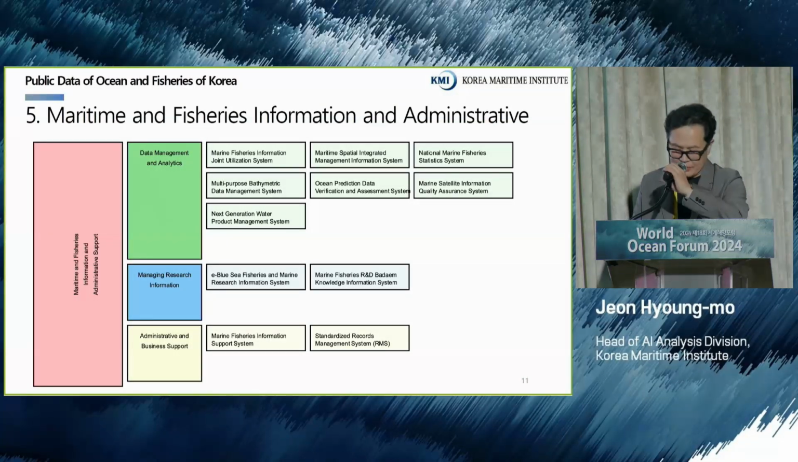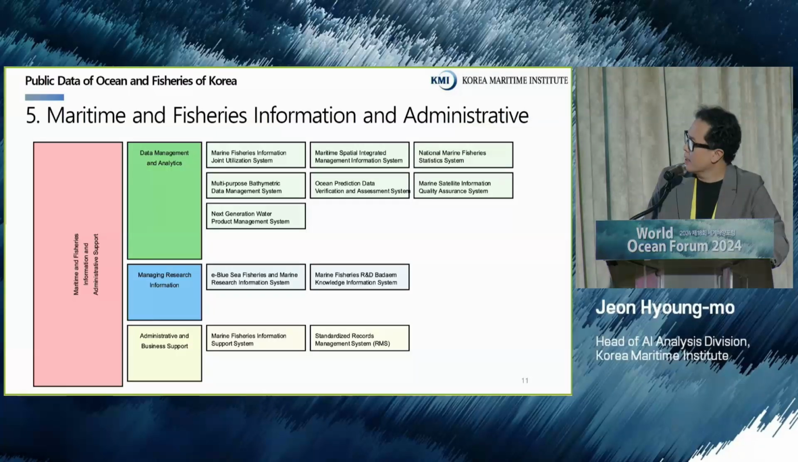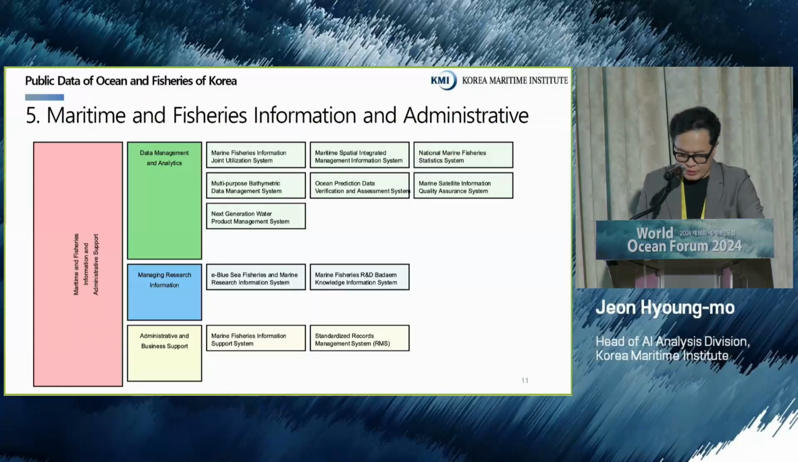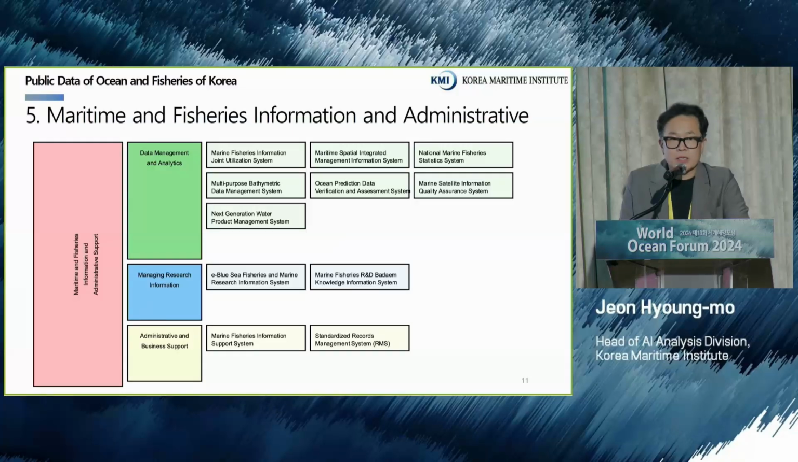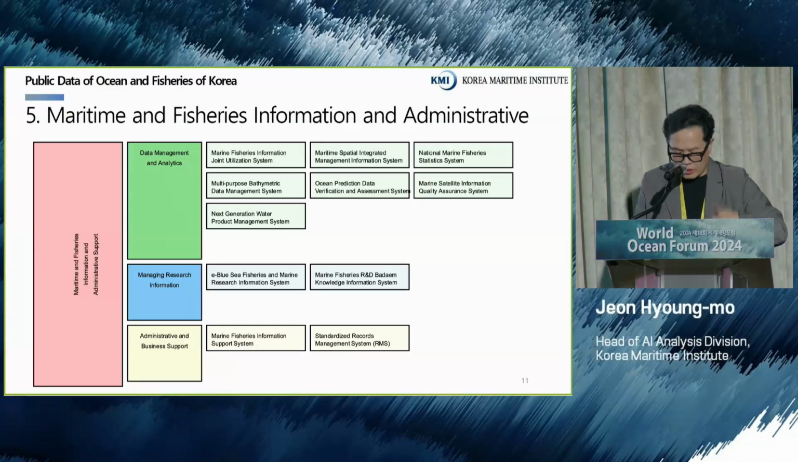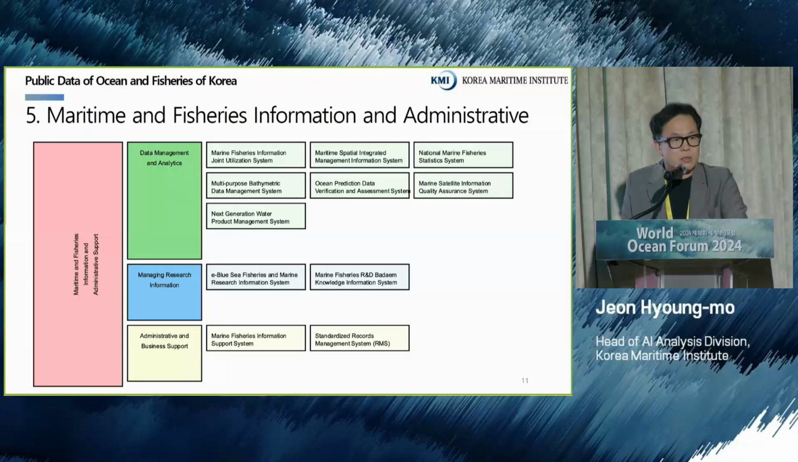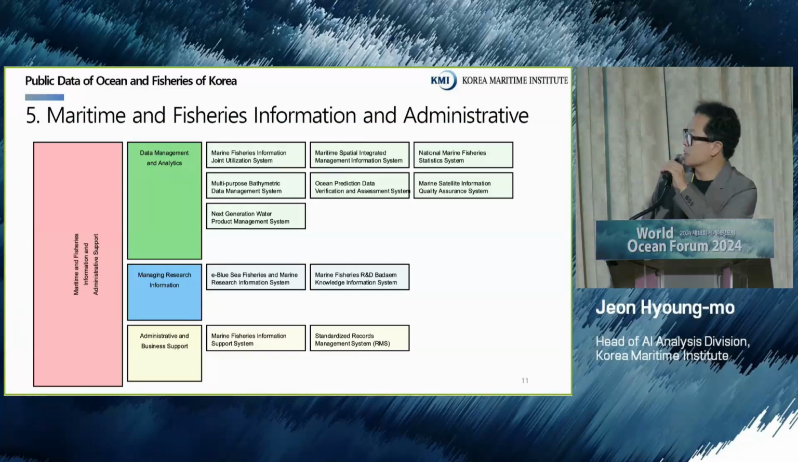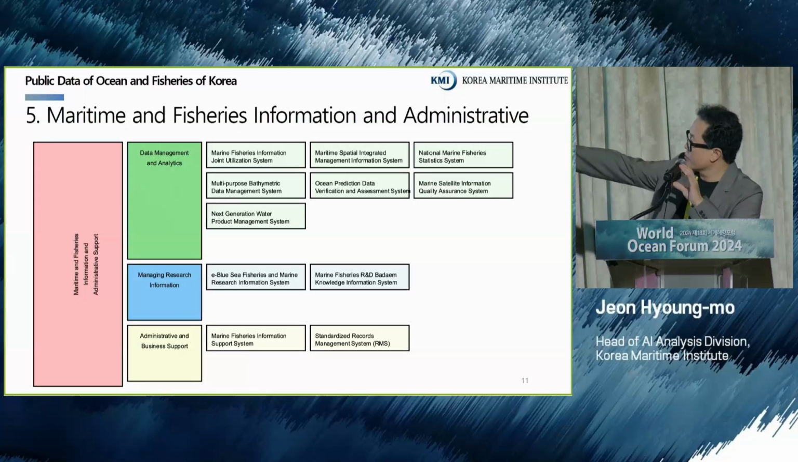Fifth is the Maritime and Fishery Information and Administrative System. Through data management and analysis, we have integrated various systems. We have the Sea Hub system previously, and we manage R&D projects through research information management. We have the Knowledge Hub, the 바다봄 Knowledge Service.